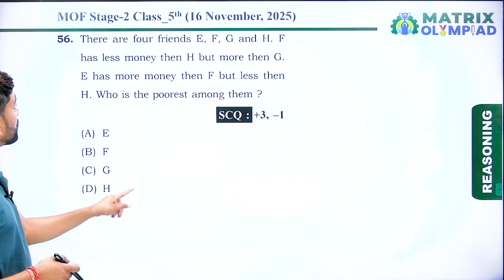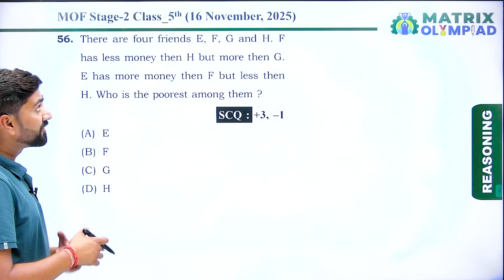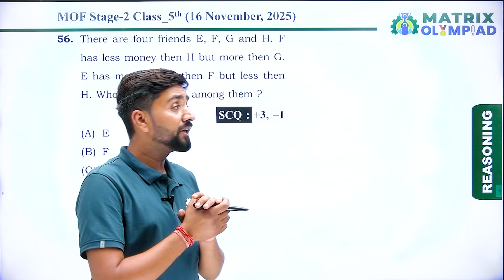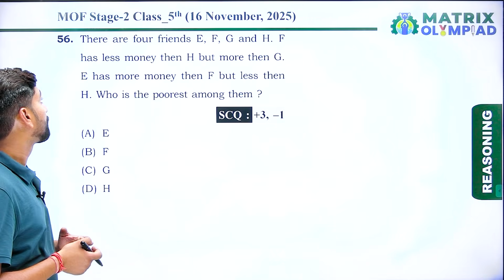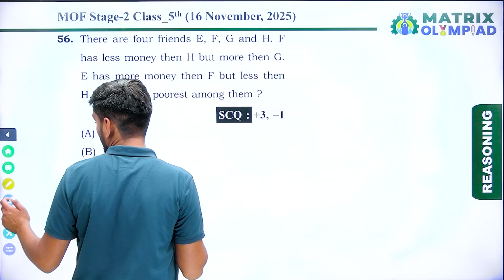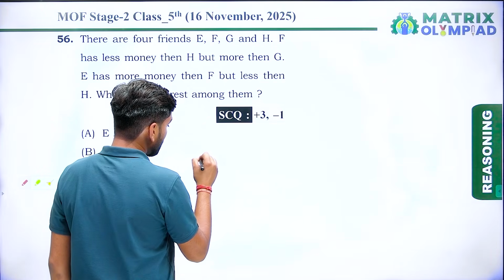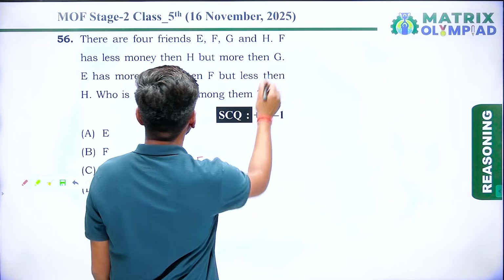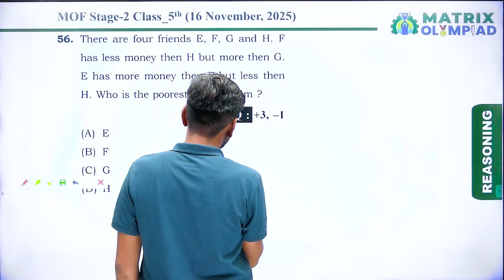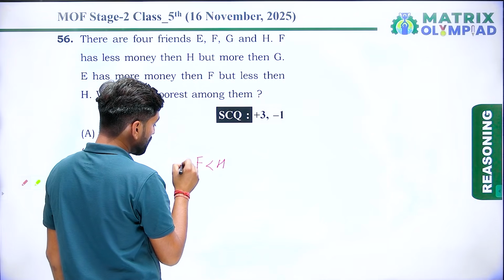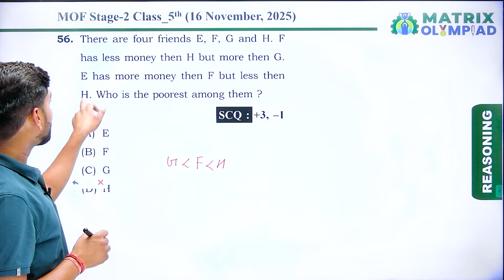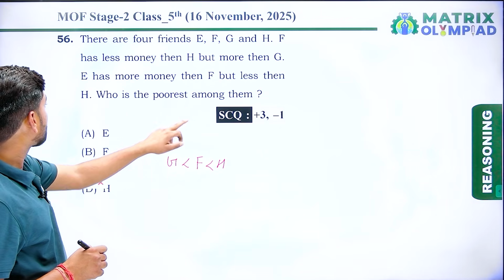Next, we'll move to the next question. In this question, it is stating that we have 4 friends, E, F, G and H. It is stating that F has less money than G. It is stating that F has less money than H but more than G. Now it is stating that E has more money than F but less money than H.